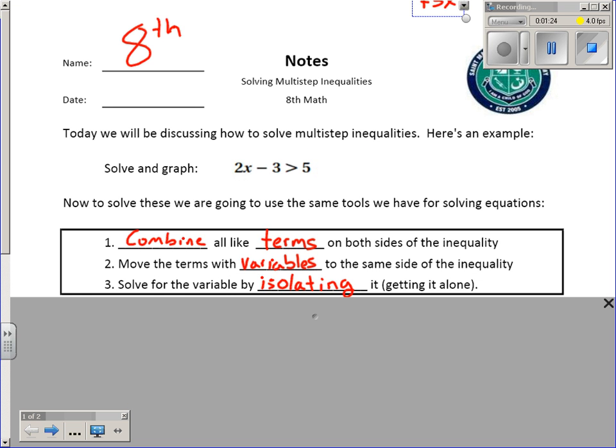Now, our last step will be to solve for the variable by isolating it, by giving it alone. We do that by reversing all the operations that are near it in backwards order.